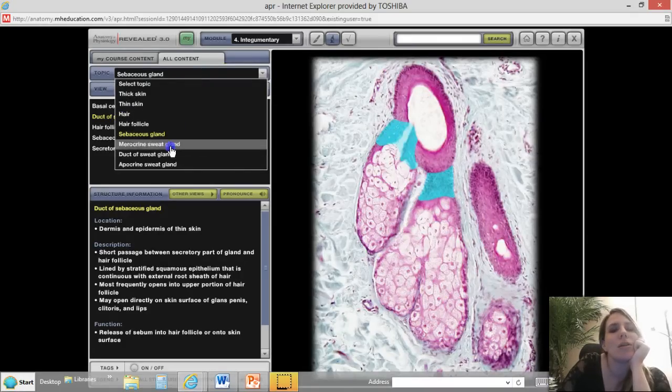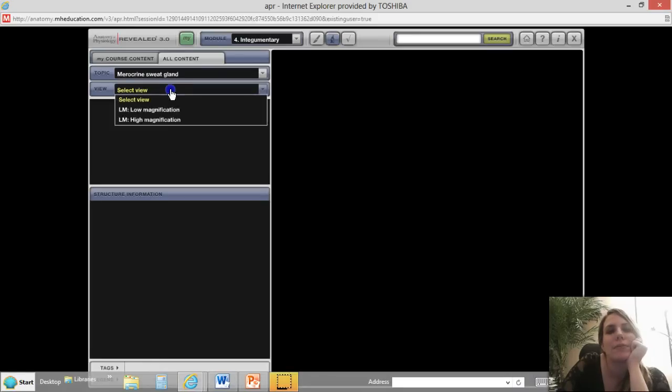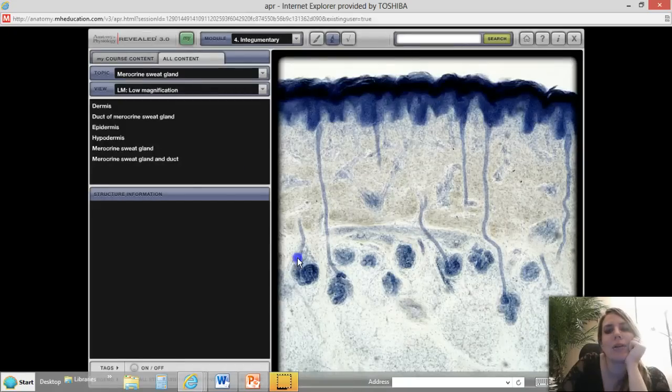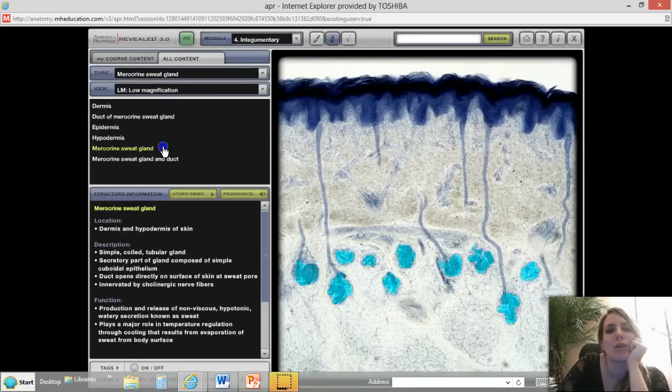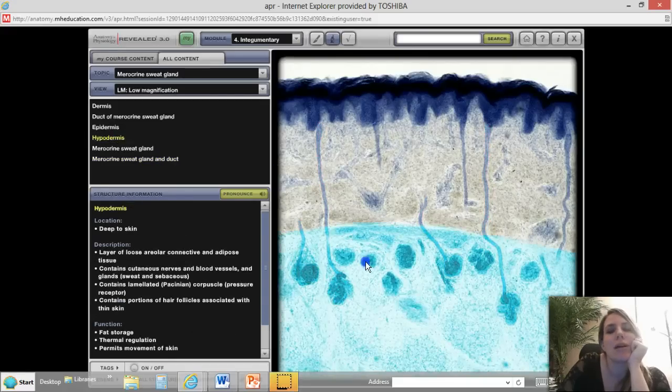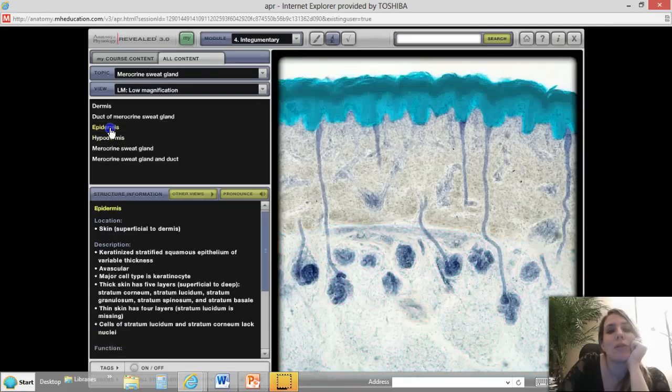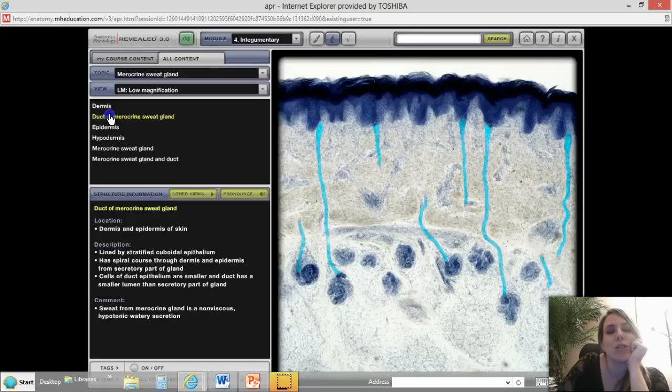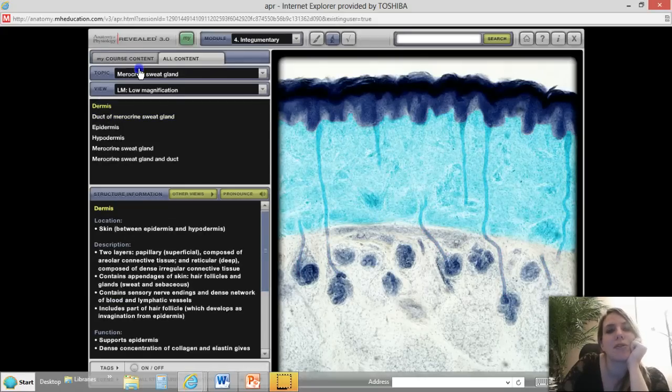Let's look at a merocrine sweat gland under low mag. Here you've already seen this. These are your merocrine sweat glands there, and the ducts coming out of them. Notice that the bottoms of them are in the hypodermis. The epidermis is up there, and the ducts of the sweat glands actually reach the epidermis, and the bulk of the ducts are in the dermis itself.